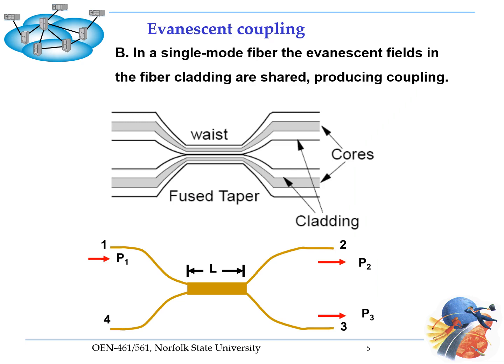The second method is evanescent coupling. Evanescent coupling works only for single mode fibers. It will not work for multi-mode fibers. For single mode fibers, it is based on bringing two fiber cores close to each other by sharing their cladding, producing a coupling between two fibers in this area where two cores are very close to each other, so it's possible to couple optical energy from one fiber to another by the evanescent field. That's why it's called evanescent coupling.